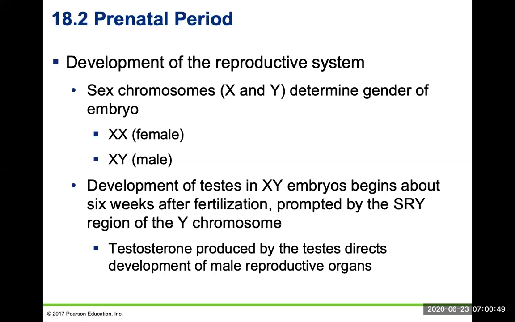The development of the reproductive system: the sex chromosomes X and Y determine the gender of the embryo, and you can get a blood test for this to determine the gender of your baby really early on in pregnancy. So XX is female and XY is male. Development of the testes in male embryos begins about 6 weeks after fertilization, and testosterone produced by the testes directs the development of the male reproductive organs. So already by 6 weeks after fertilization, males will go through a series of biological changes to get their testosterone to help produce their reproductive organs.